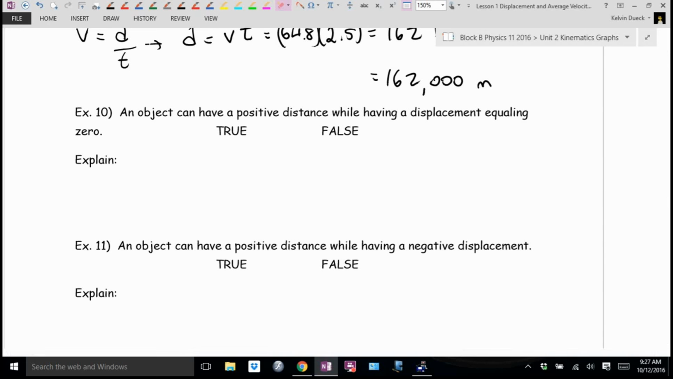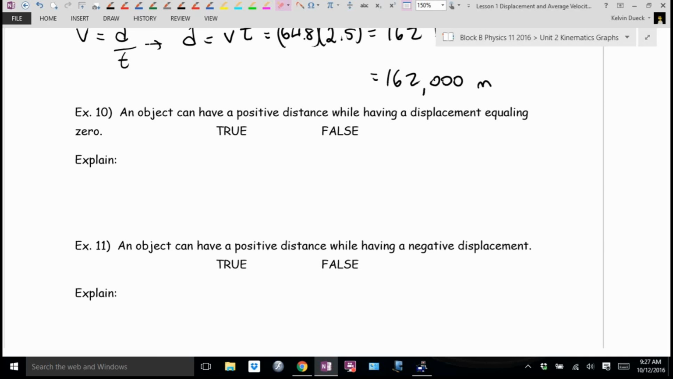So. Example 10. An object can have a positive distance while having a displacement equaling 0. True or false? You know what? We're going to vote. How high you hold your hand up is how sure you are of the answer. I'm positive. I'm pretty sure. I'm only voting because Mr. Dewick will make fun of me if I don't vote, and he will.